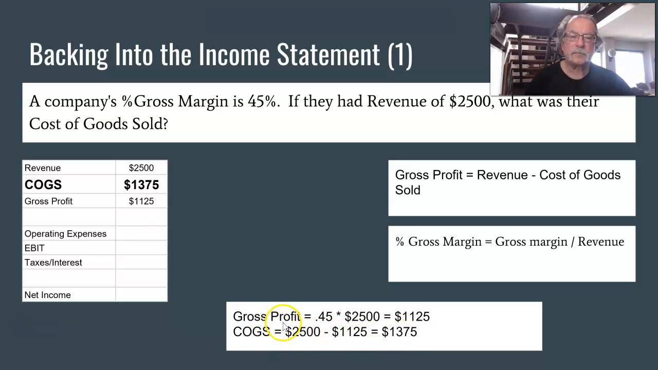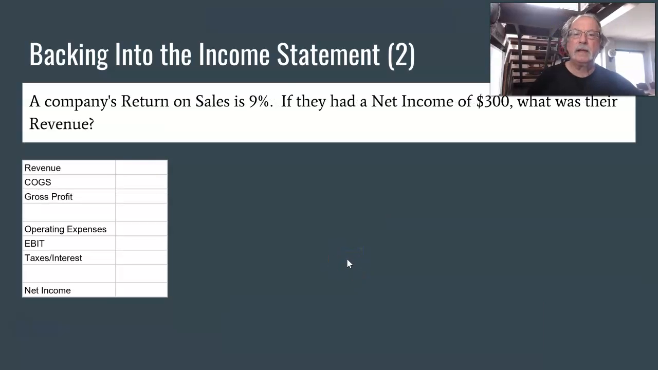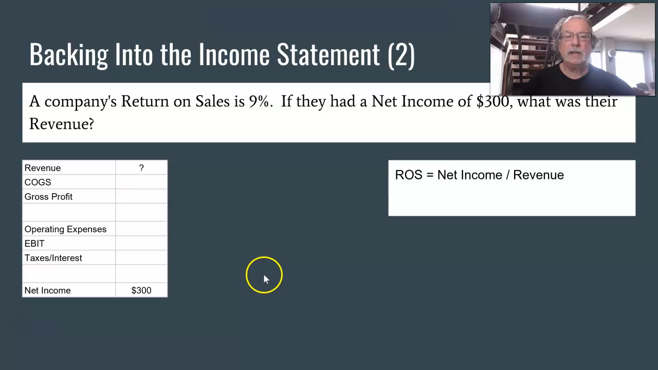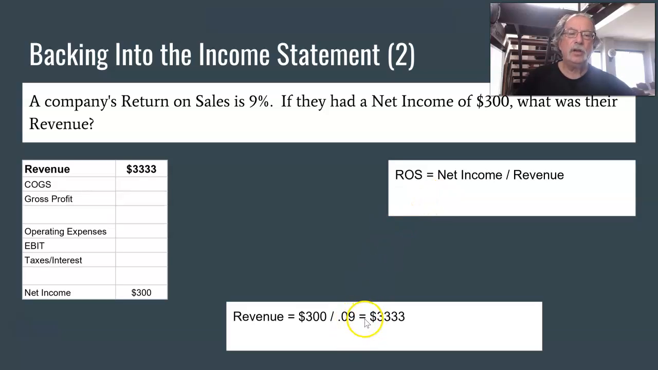Another example, a company has return on sales of 9%. If we know they have net income of $300, what is their revenue? We know their net income is $300. Return on sales is net income divided by revenue. So 9% equals net income, which is $300, divided by revenue. So we have $300 divided by 9%, or $3,333 is their revenue.